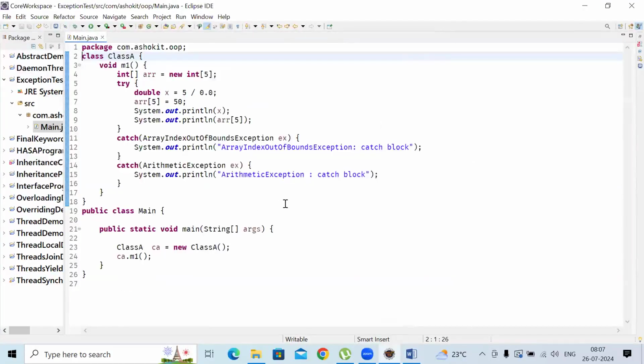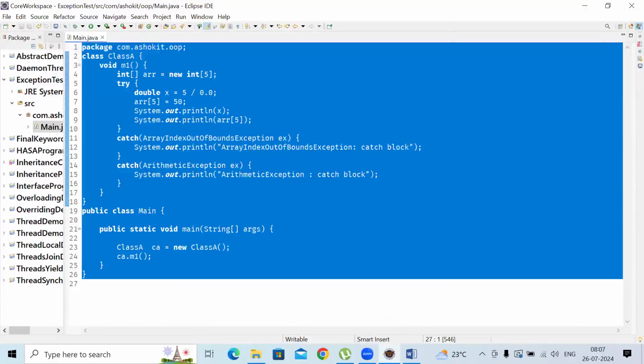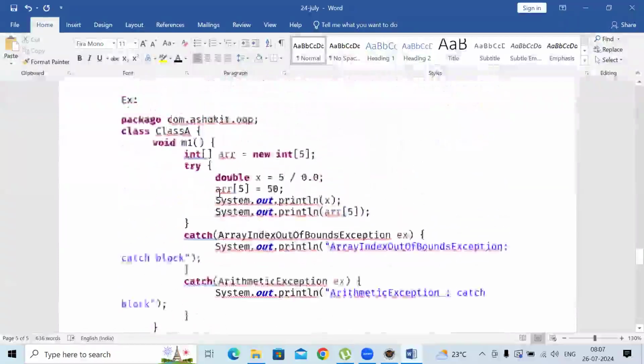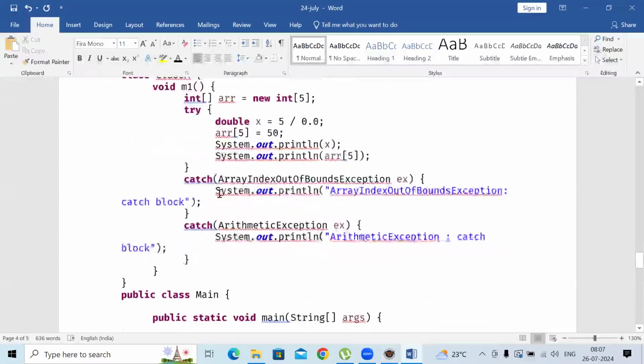Okay, guys, I just want to copy this code. And now we want to discuss here: in the try block, the first statement doesn't have any exception. But the second statement in the try block will have an exception. That's why the control jumps to the nearest catch block. Which is the nearest catch block? The first one. Then it checks the parameter. What's the parameter here? ArrayIndexOutOfBoundsException. What is the exception that occurred here? ArrayIndexOutOfBoundsException only. Am I right or not?